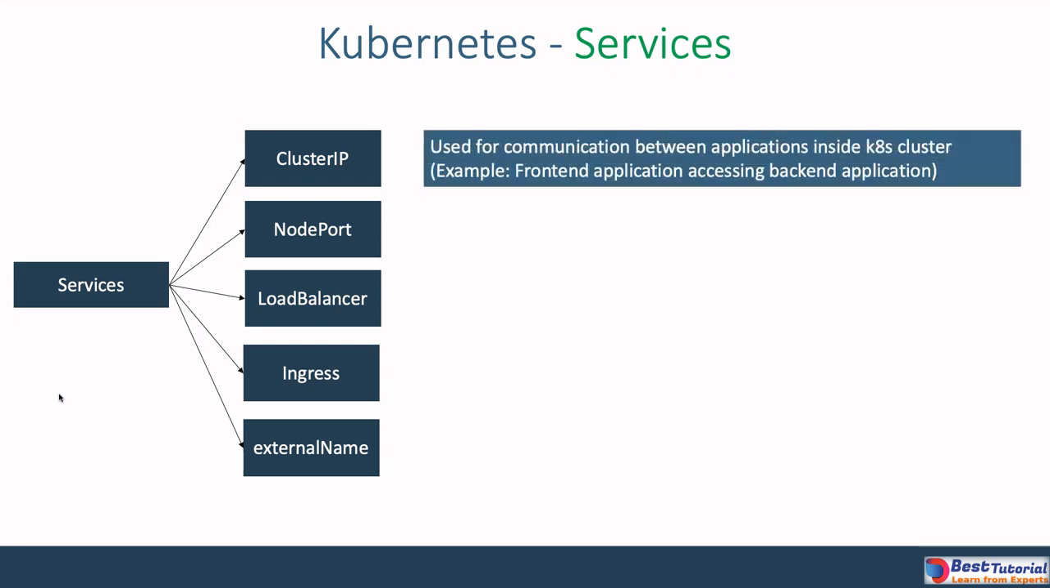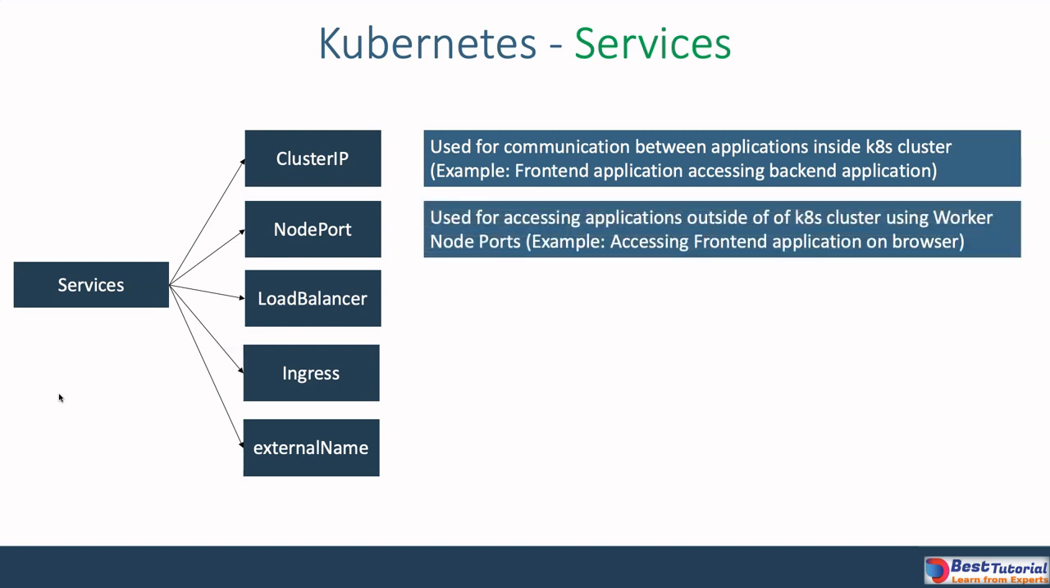ClusterIP is used for communication between applications inside the cluster. For example, you have a front-end and a back-end application, and they need to communicate with each other, so we can use ClusterIP. The ClusterIP's network range is inside the Kubernetes cluster.